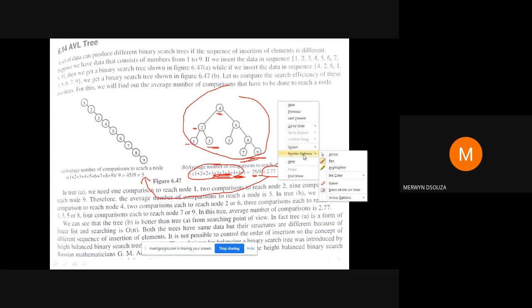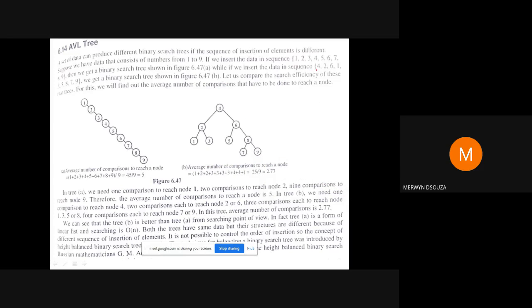So what we have done here is, depending on the order of the sequence, the data was the same. We were inserting the numbers from 1 to 9, but the sequences of the numbers were different. So here the height of the tree was controlled. Because the height of the tree was controlled by inserting the data in this manner, we got a better comparison ratio, you can say. So whenever you want to insert, search, or delete data, this tree is more efficient compared to this one.